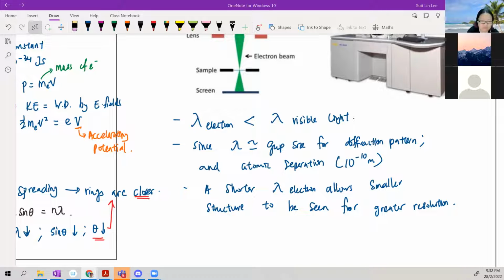So after the jump, I'm going to show you some scanning electron microscope images, which are very nice. I heard they're quite expensive, and like one university can only buy one.